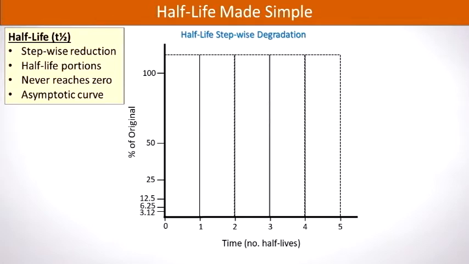So how do we do it? Half-life occurs in stepwise reductions. In other words, there are half-life portions, but they never reach zero. And here's what it looks like.